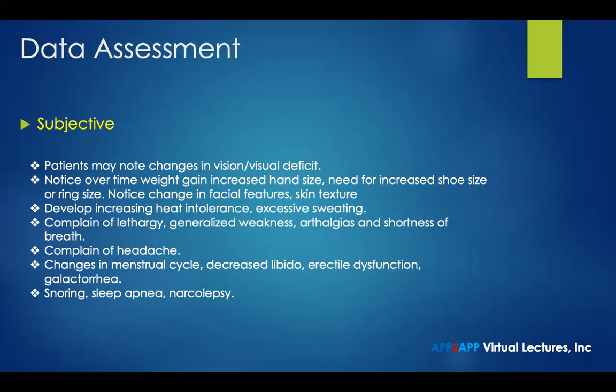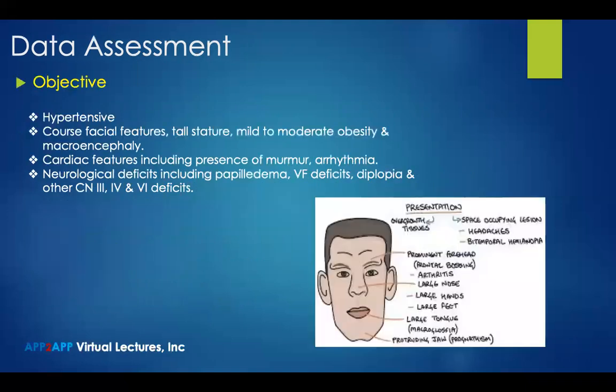They start to notice a heat intolerance and excessive sweating that goes along with that. They'll complain of being lethargic, having generalized weakness, diffuse arthralgias, or even shortness of breath. Frequently will complain of headaches. In women, there'll be changes in menstrual cycle, decreased libido, and in men, erectile dysfunction and galactorrhea. There's frequent sleep apnea that's found in these patients. Their partners may complain of the patient snoring, and there may even be evidence of narcolepsy, very frequently seen in this patient population.